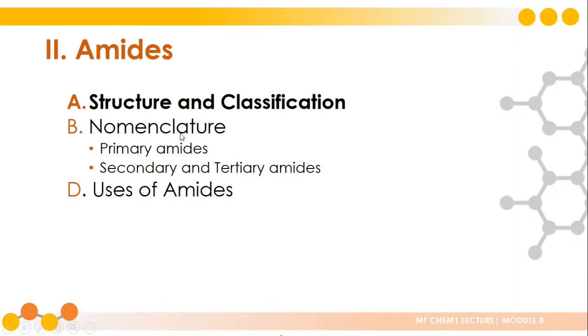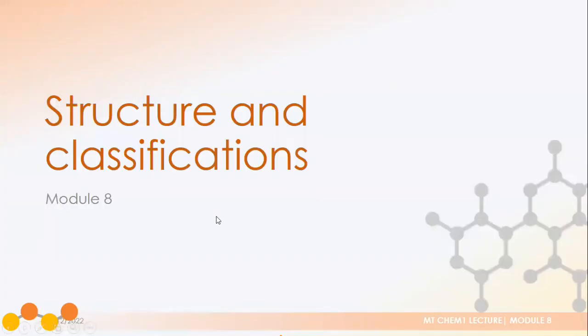Let's take a look at our outline for amides. First, we will be discussing the structure and the classifications, and then we'll proceed with the nomenclature or naming for the different classifications of amides. And then for the final part, we will be discussing the uses of amides. Let's now proceed with the structure and classifications.